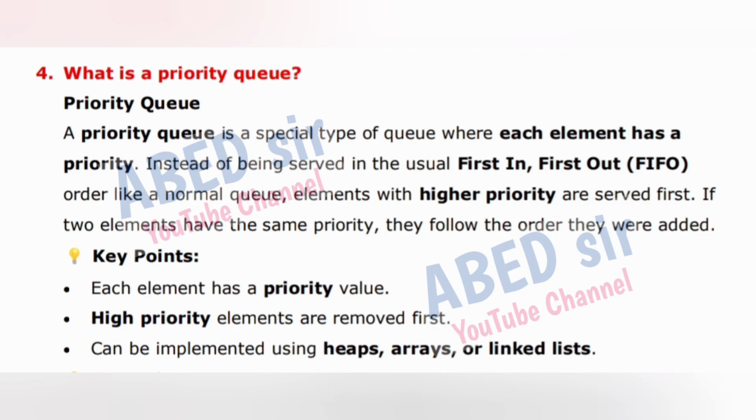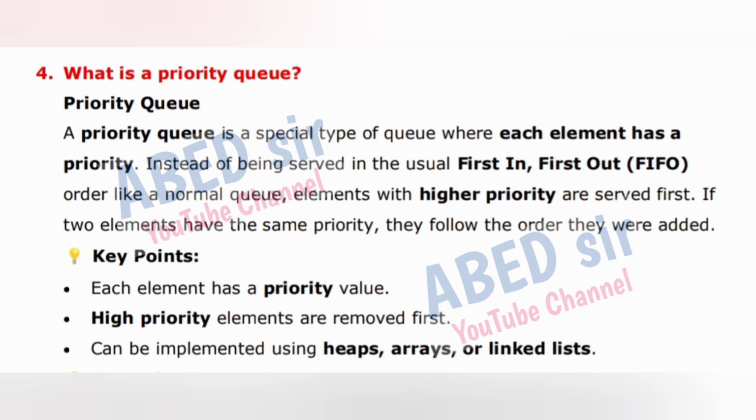Next important short question is: 4. What is a priority queue? A priority queue is a special type of queue where each element has a priority. Instead of being served in the usual first in, first out, FIFO, order like a normal queue, elements with higher priority are served first. If two elements have the same priority, they follow the order they were added.